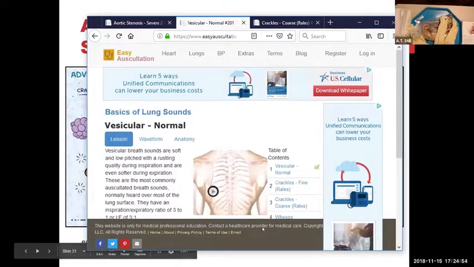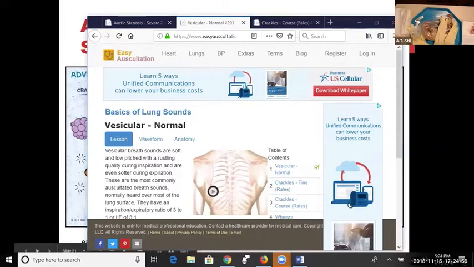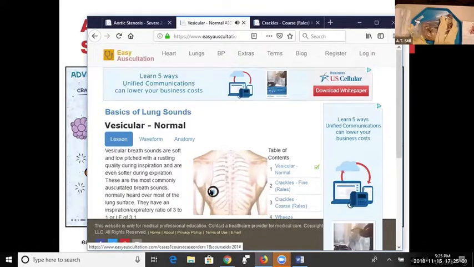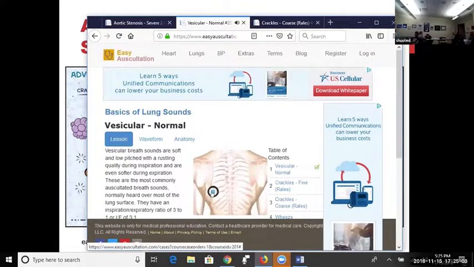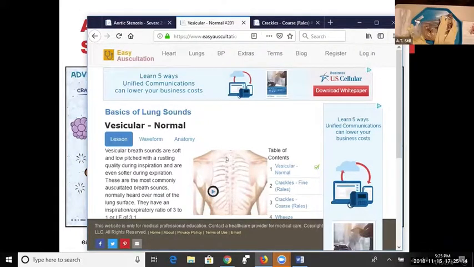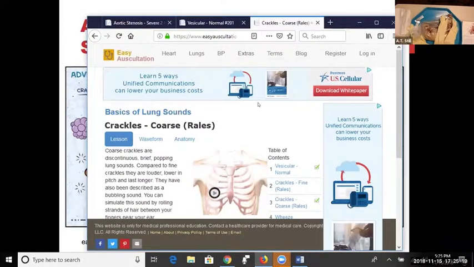Okay, so first we'll listen to the normal lung sounds. Okay, so that's what a normal lung sounds like, just regular breathing, which I'm sure you guys are all familiar with. And then we have an example of crackles.